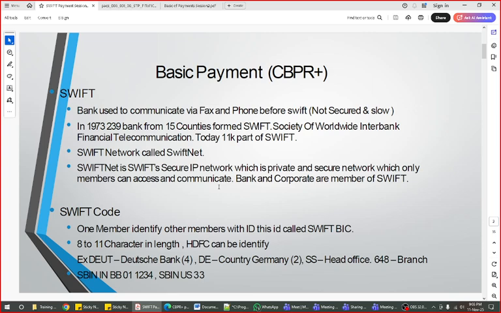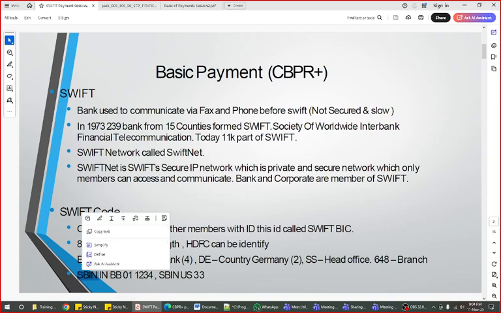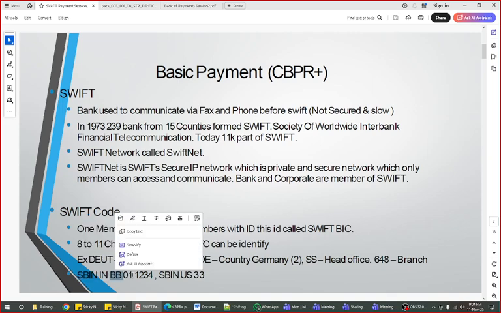By the secure network. Okay, so this is called the Swift network. In Swift networks, it mainly identifies a Swift code, or you can say Bank Identifier Code or Business Identifier Code. This code is 8 to 11 characters, depending on the situation. For example, in India, SBIN: SBI means State Bank of India, which is 4 characters. IN is for India, B is for that particular locality, 01 is for the country, and this is for the branch code.